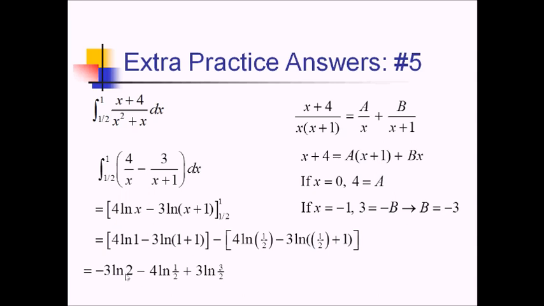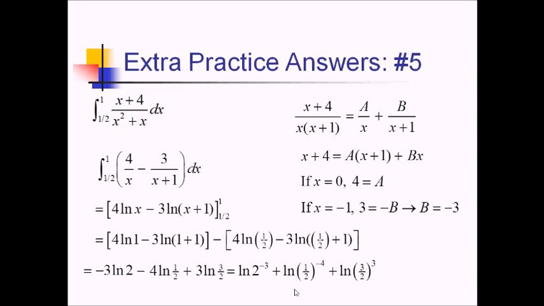Next thing I'm going to do to merge all these logs together, I'm first going to pop in these coefficients as exponents. So this is going to be ln of 2 to the negative third minus ln of 1/2 to the negative fourth, or actually I'm going to be adding ln of 1/2 to the negative fourth. And over here, this is going to be plus ln of 3/2 to the third.